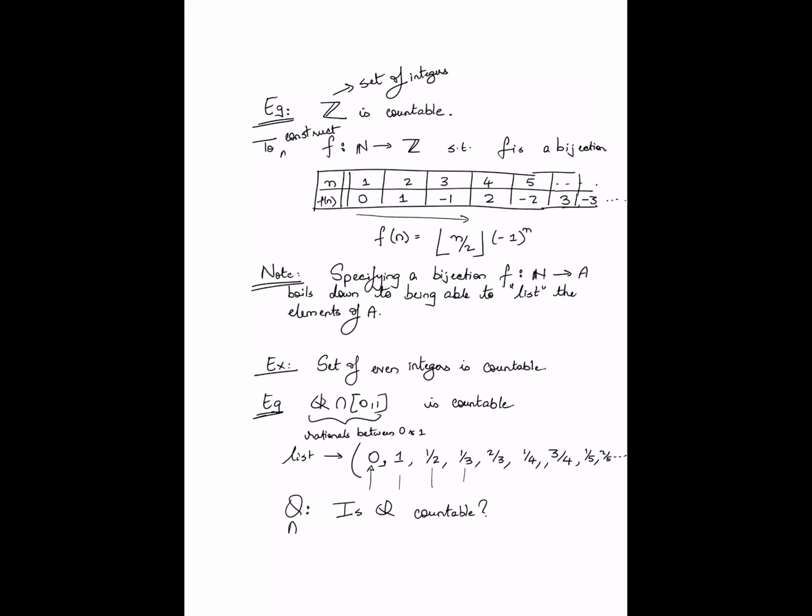Now the next question you might ask is: is the set of all rationals countable? And remarkably, the answer is yes. But this follows from the next result that we are going to show. I'm going to prove one more result from which it will actually follow that the set of all rationals, not just the rationals between 0 and 1, but all rationals, is also countable. In other words, I can in principle come up with a bijection from the natural numbers to the rationals.